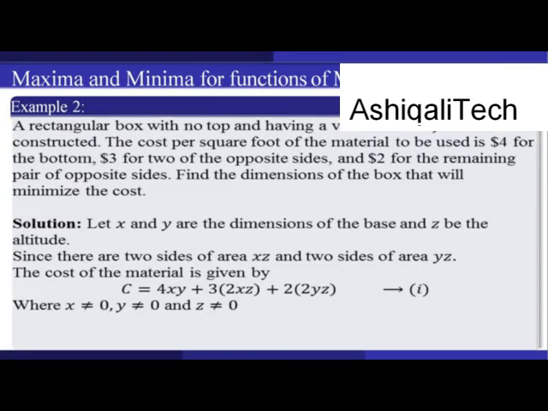Dear students, let x and y be the dimensions of the base and z be the altitude. Since there are two sides of area xz and two sides of area yz, the cost of the material is given by, we denote C as the cost function. So we get C is equal to 4xy plus 3 times 2xz plus 2 times 2yz. Remember that here x, y and z are not equal to 0.